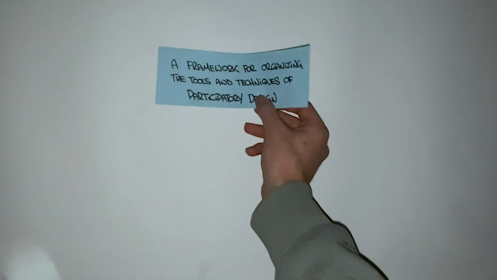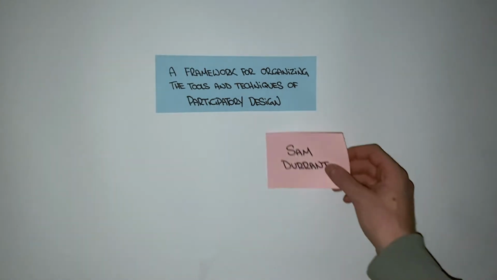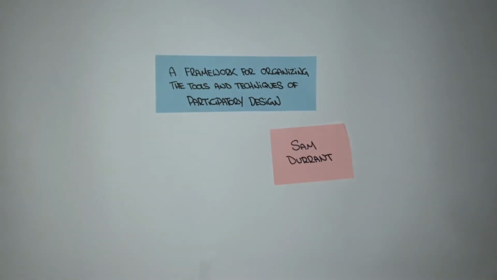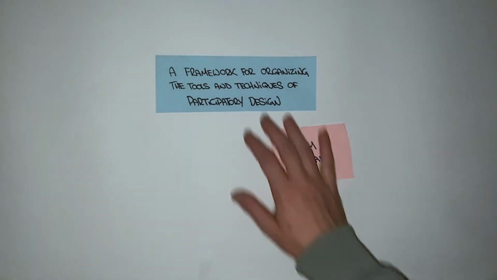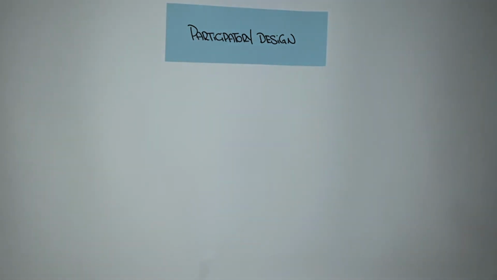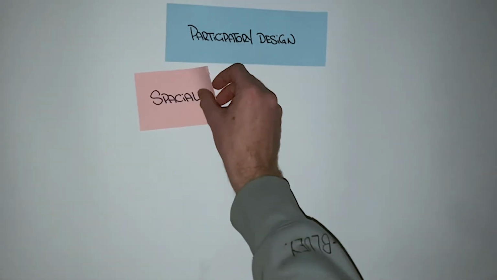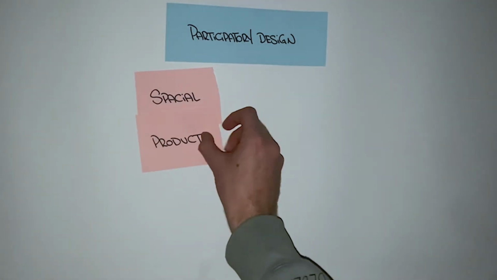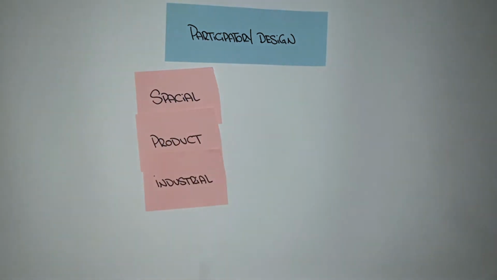Hello everyone. Presenting the reading, a framework for organizing the tools and techniques of participatory design. So participatory design, or PD for short, is an approach towards designing that over the last 20 to 30 years or so has become more and more prevalent across all different forms of design work and processes. And it's been used within spatial design, product development, industrial design, as well as architectural design.